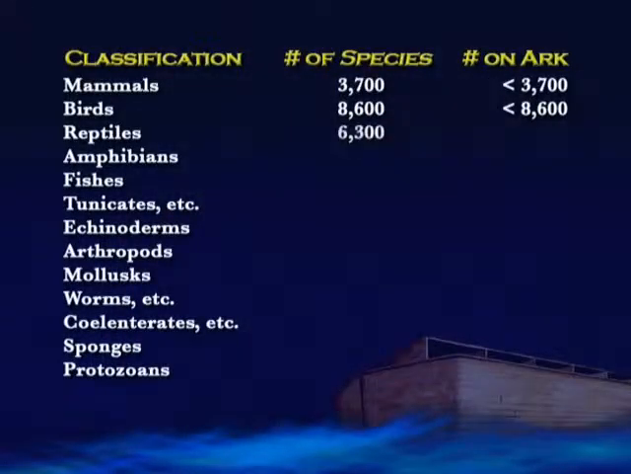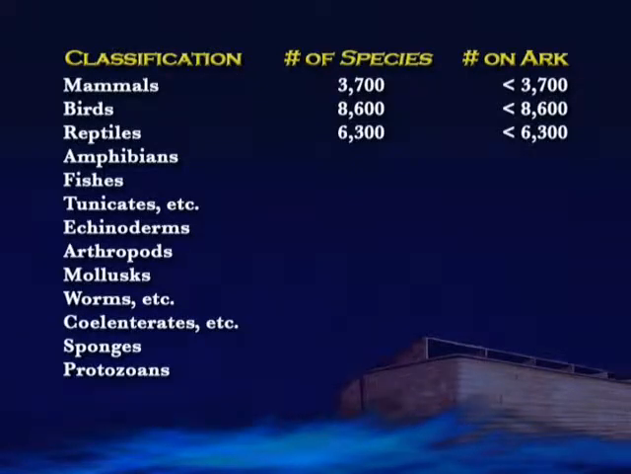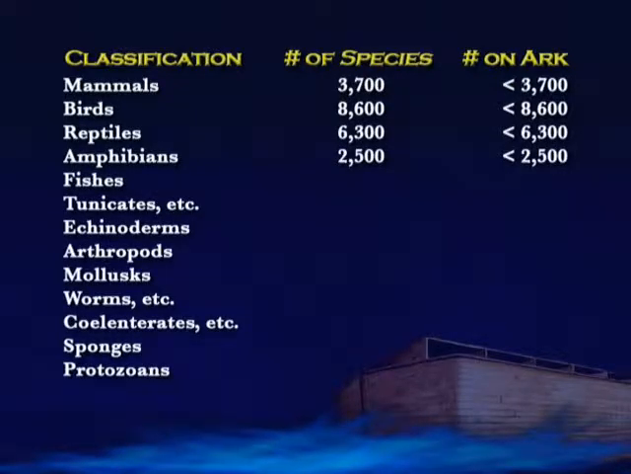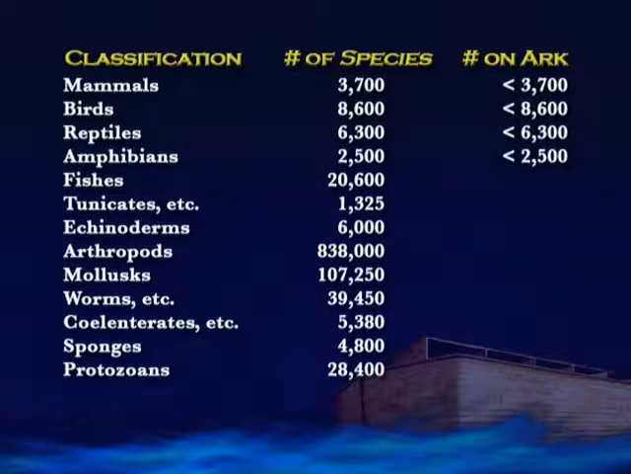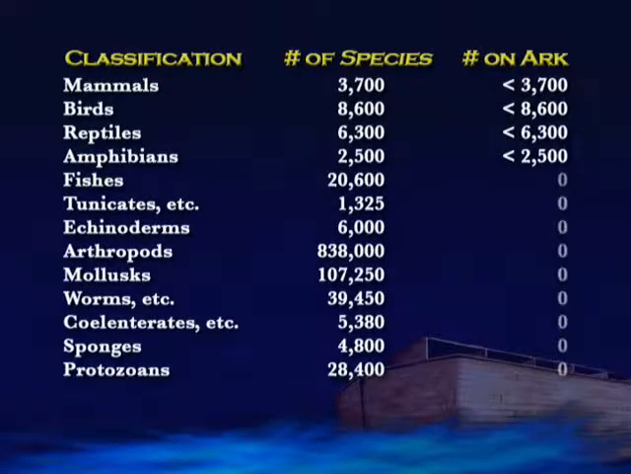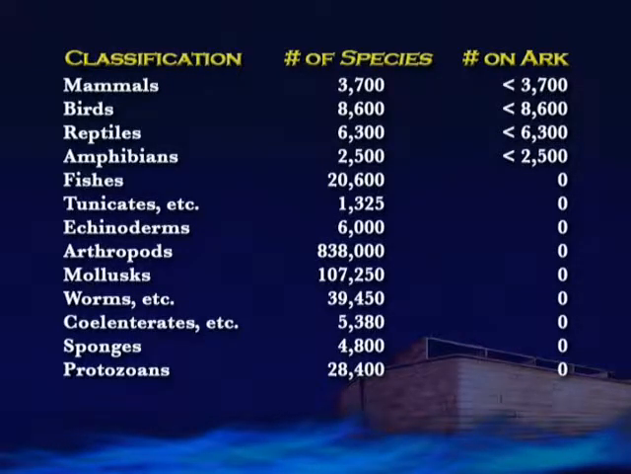Reptiles, 6,300 reptiles. We'll put them all on the ark. Amphibians, they spent a lot of time in the water, 2,500 species of amphibians. We'll put them all on the ark. Then the rest of the animals all live in the ocean, or they could survive on floating vegetation or in egg form, and so they wouldn't go on the ark. Noah was not told to take any sea creatures on the ark for obvious reasons. So none of those get counted.